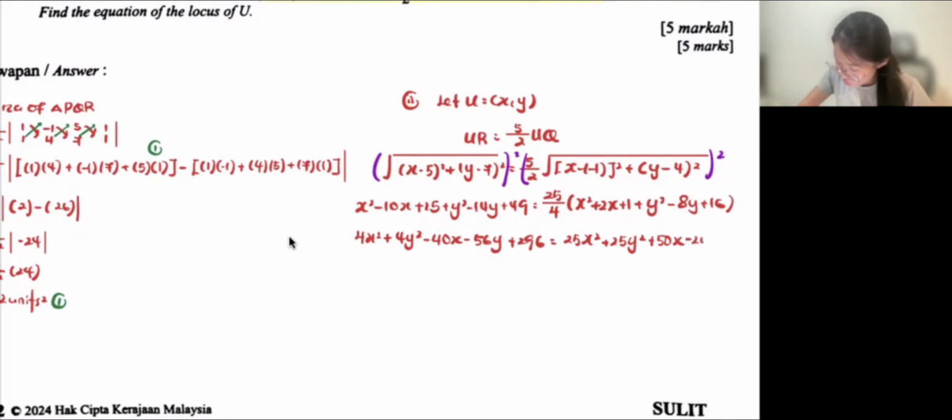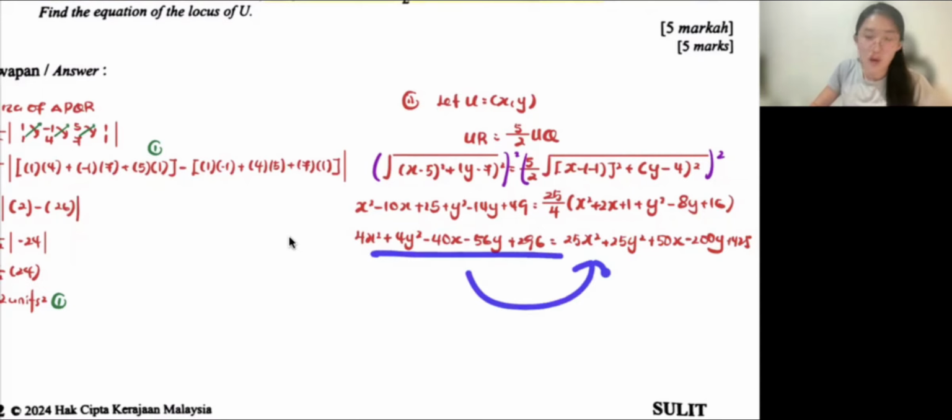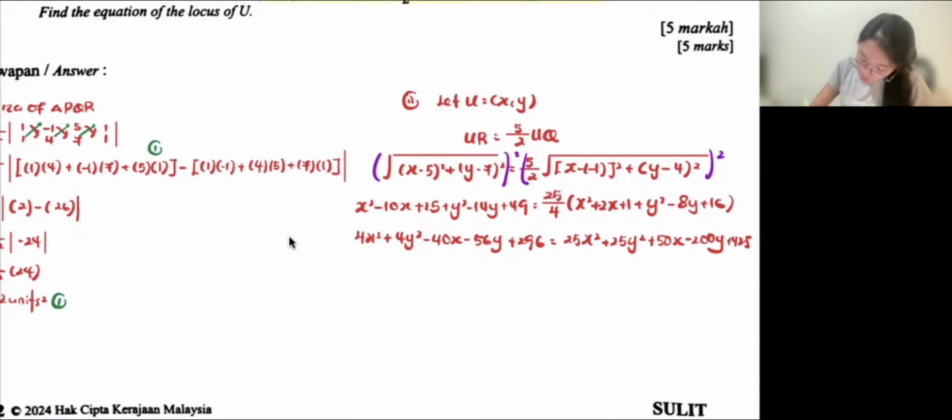Okay, negative 200y. Then 1 plus 16, 17 times 25. This is 425. Then move all the terms to the side that has a more positive term. So 4 move over, you minus, so this becomes 21x squared plus 21y squared. 50 plus 40, this is 90x. And then 56 move over plus, and then minus 200, negative 144y.